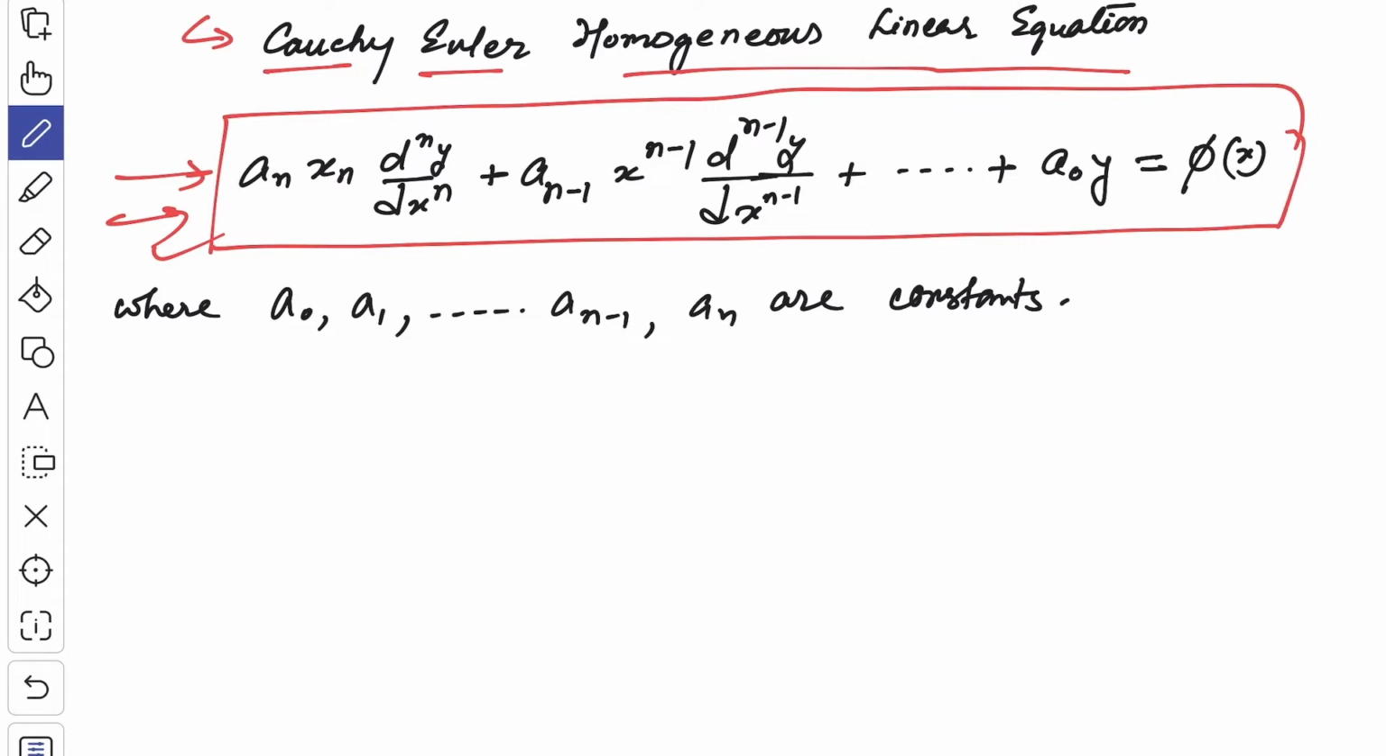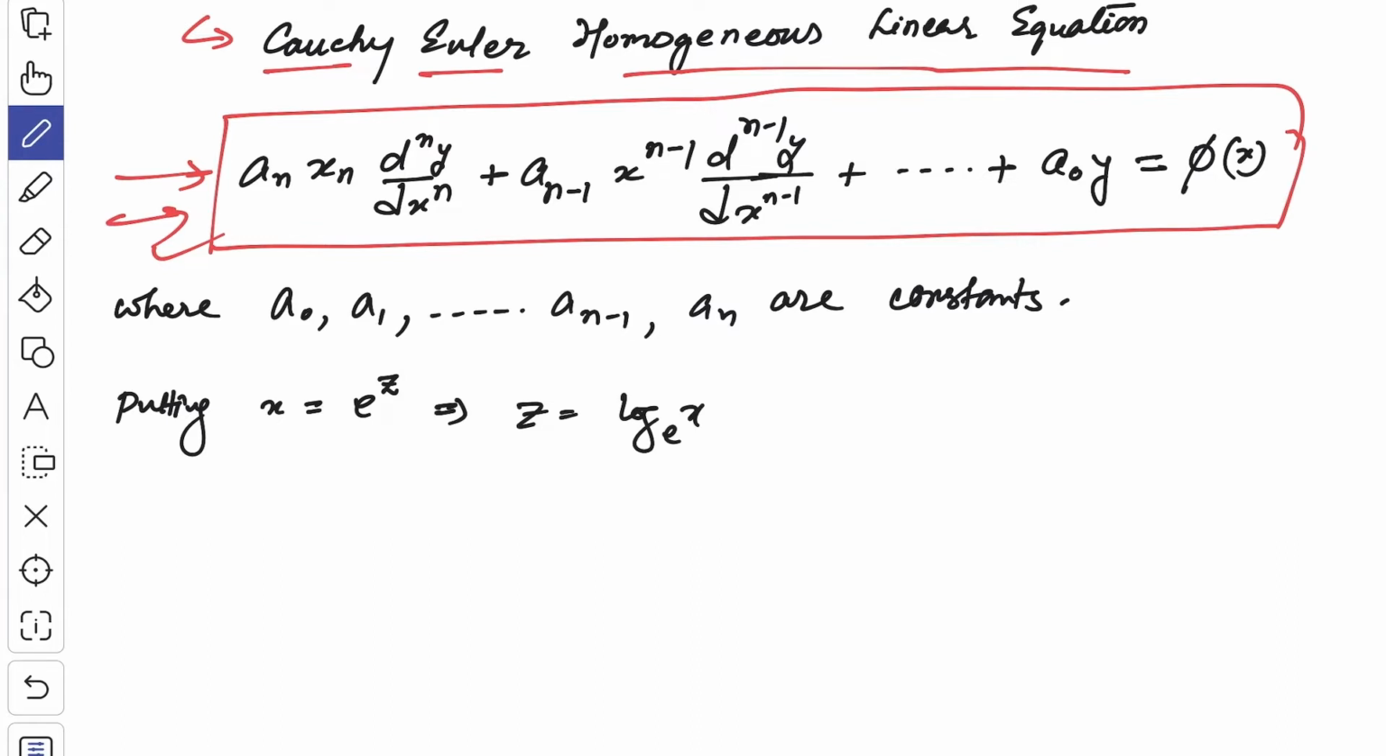So how to solve this type of equation? In order to solve it, we have to reduce the equation. How do we reduce it? We need to put x equal to e to the power z. If x is equal to e to the power z, it means z is equal to log x base e.